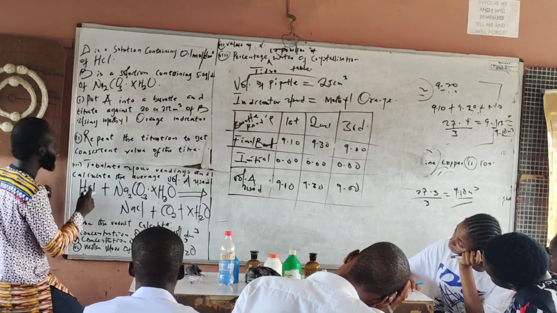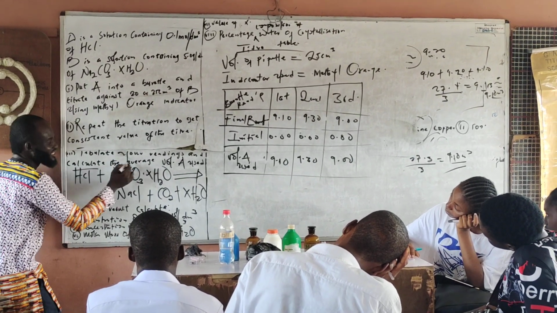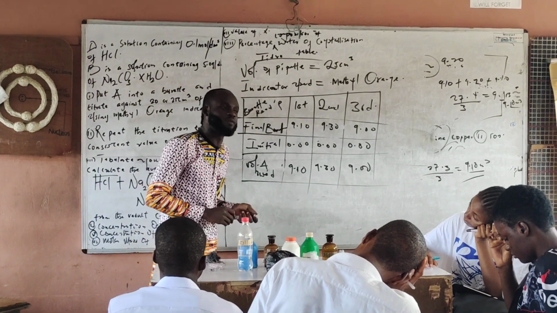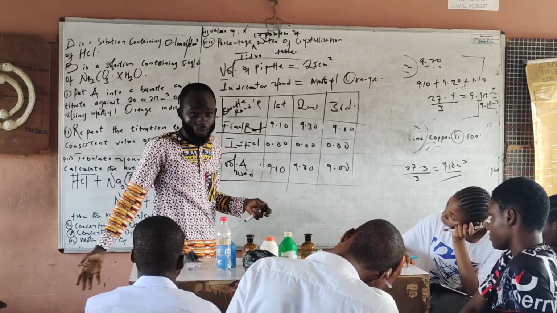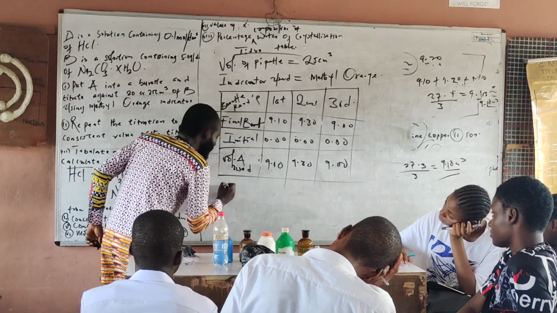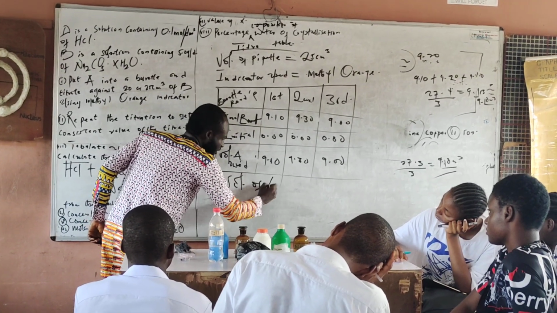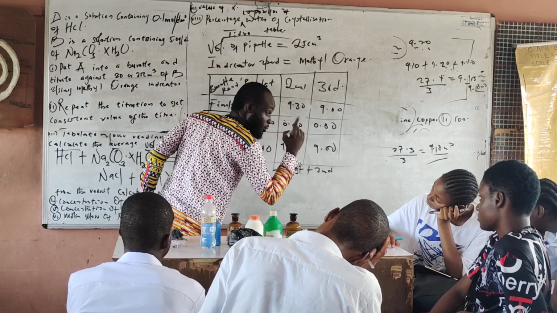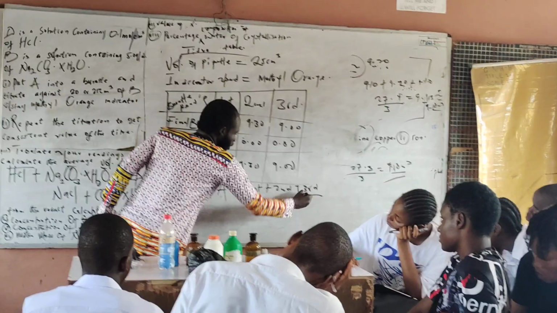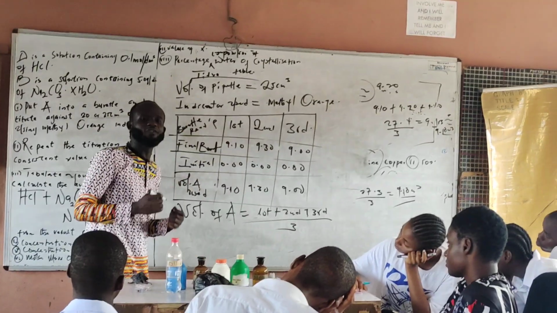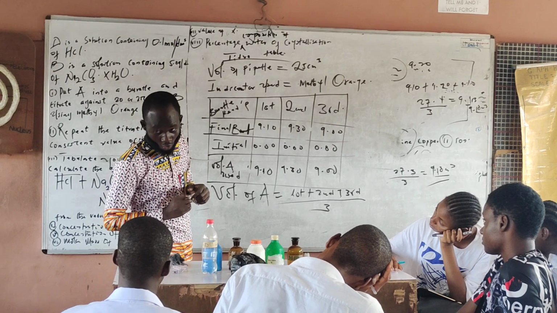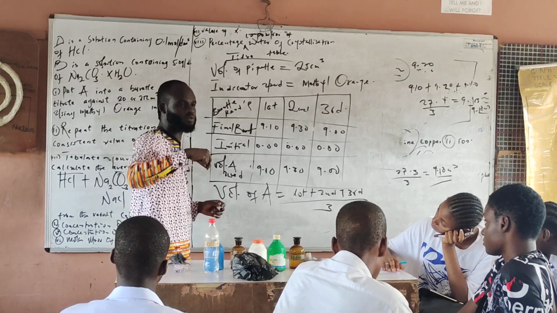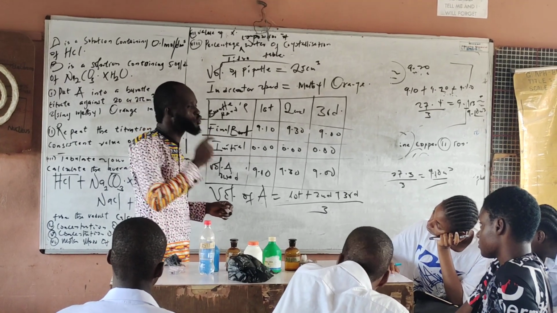Then what do you do next? You are asked to calculate, tabulate, and then calculate the average volume. Average in mathematics simply means add and divide by total number. That is frequency. So we have volume of A equals first plus second. You write the formula first. Plus third over 3. But if you do the titration 4 times, it will be over 4. If you do it 5 times, over 5. If it is 2 times, over 2. But in this case, we are using 3. Don't use 2 or 5. Use what we are using here.